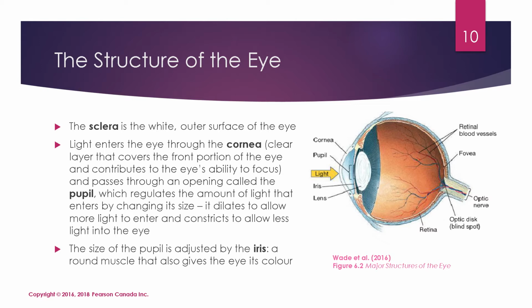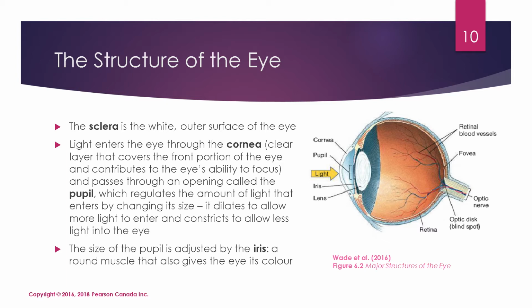Whereas if you're in a very dark or dimly lit room, your pupils are probably going to dilate to let in as much light as possible, because there isn't that much light for them to let in at that point. So the pupil is kind of like the opening, and it can expand or constrict depending on how much light it wants to let in at any particular time.